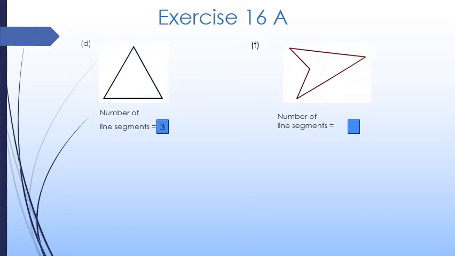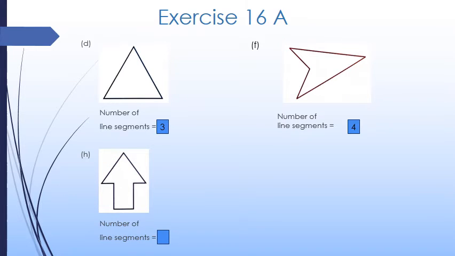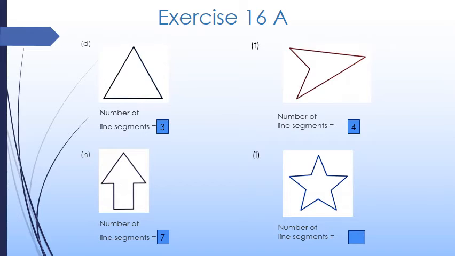Now let's come to the F part of this question. Here you have to write the number of line segments. If we count, the number of line segments comes equal to 4. Now let's move to the next part, which is the H part. In this figure, can you count the number of line segments? Well, the number of line segments is equal to 7. And in the I part, how many line segments are there? Well, it is 10.